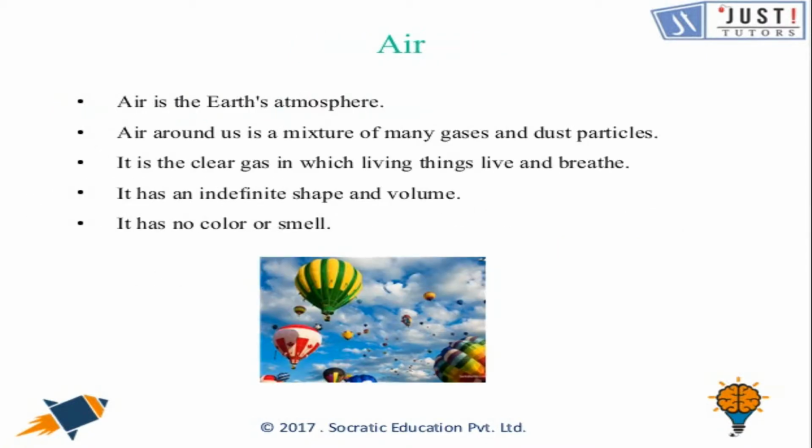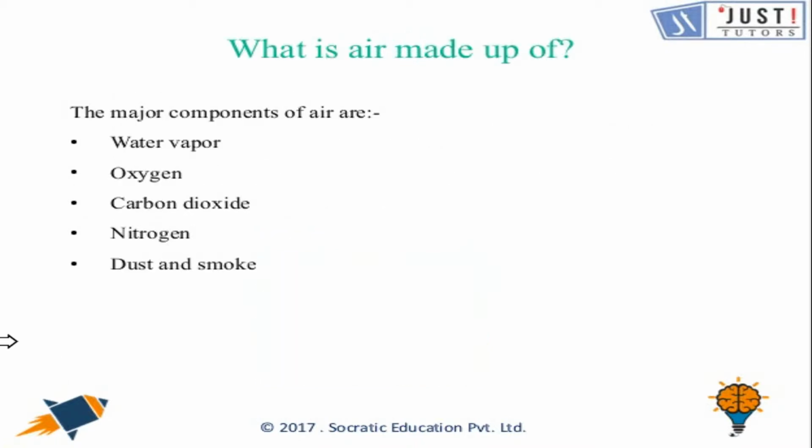So if we talk about air, we can say that it is basically a mixture of gases that makes up the Earth's atmosphere. Most of that is basically nitrogen gas, which is nearly 80%. We can say that air is present everywhere and it has no color or smell and it has no defined shape. So now let's move forward and let's talk about components of air.